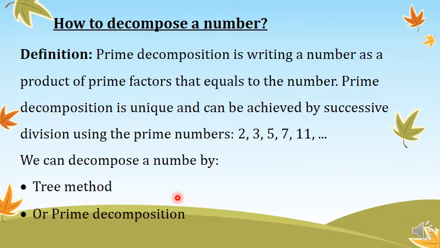Okay, now we have to know how to decompose a number. To decompose a number means writing it as a product of prime factors, writing it in the form of multiplication of prime numbers. We can decompose a number in two ways: by the tree method, which you know from grade 6, and the new one, the prime decomposition, or we call it the prime factorization.